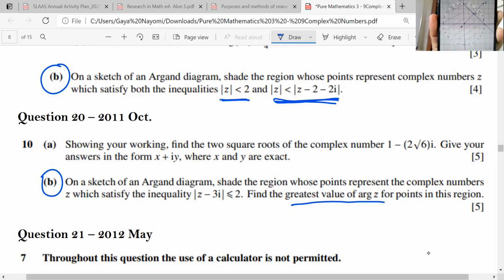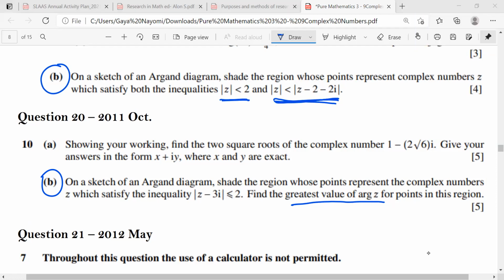You can't see my lines because I didn't use the pen. Yes, and the bisector has to be dotted. Nathan, please make that change in your answer. Yes, I just did that. Okay, number 20, part B. Again, you send the answer to me, okay?